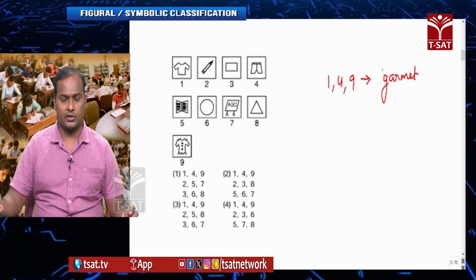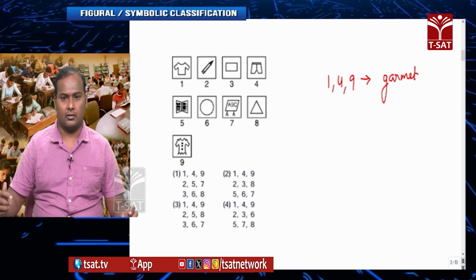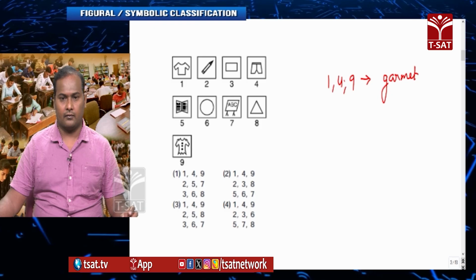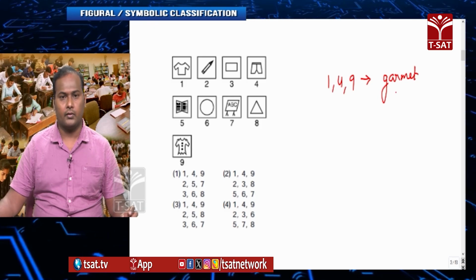So all this group is having a garment. This is called classification. You are classifying the figures 1, 4, 9 based on the character of garment.